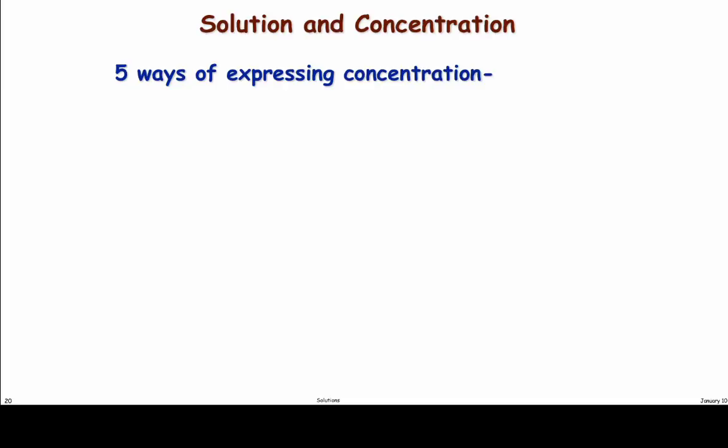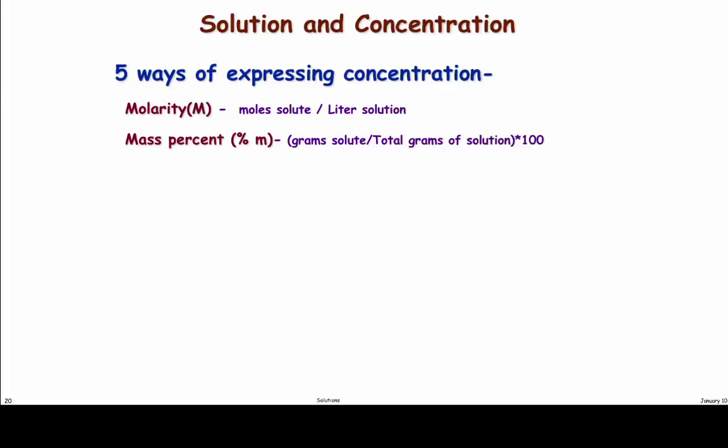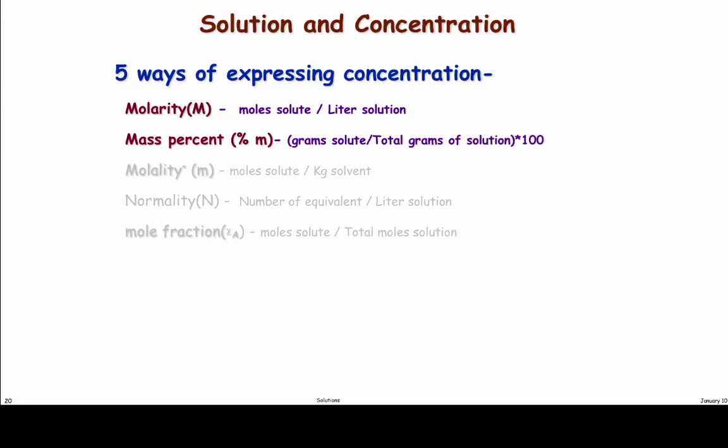Now, other ways of expressing concentration are, we already said molarity, but there's also percent mass, or the percentage of solute in the total solution. There's also something called molality, normality, and mole fraction. In this class, we're not even going to bother to look at these types of concentration calculations, but I do want you to know a little bit of how to calculate molarity and mass percent. These are the two most common ways of expressing concentration.